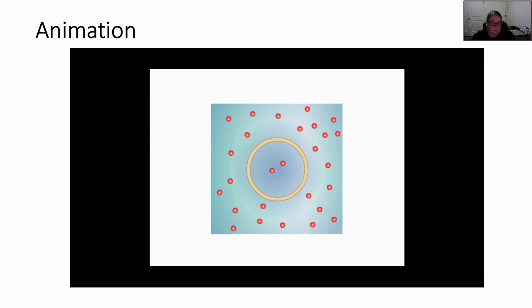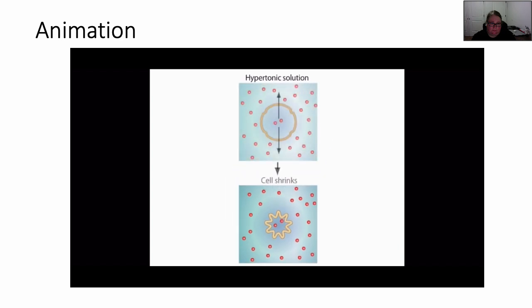A higher solute concentration outside the cell is called hyperosmotic or hypertonic. When the solution outside is hyperosmotic, osmosis causes a net loss of water from a cell. The cell shrinks and the cell solute concentration increases.